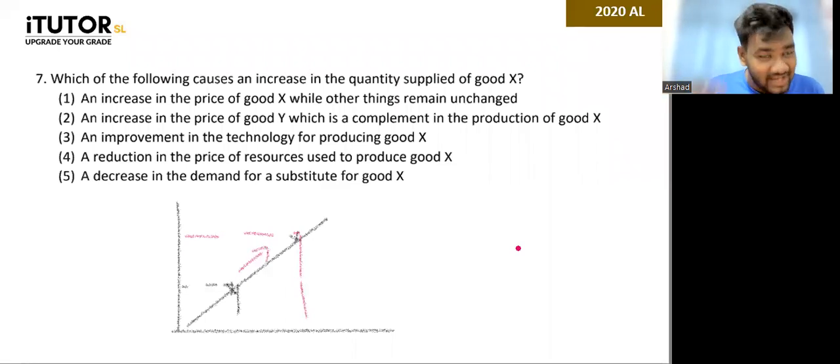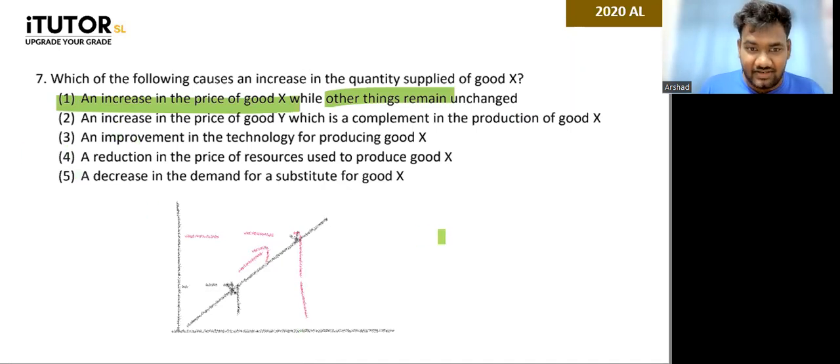An increase in the quantity supplied can be caused by a change in the price, right? Other factors would shift the supply curve. That's an increase in supply or decrease in supply. So an increase in quantity supplied can be caused by an increase in the price of that good. Which answer talks about an increase in the price of that good? Answer number 1, right? Increase in the price of good X while other things remain unchanged. So an increase in the price will increase the quantity supplied. All other factors might cause something else.